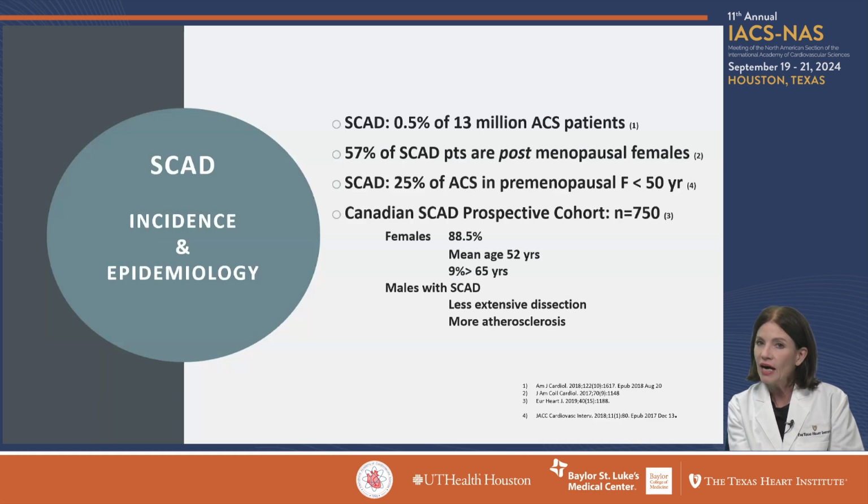So it should be a high level index of suspicion when you have a woman who's under 50 with an acute syndrome without traditional risk factors. And if you think SCAD's possible, it's going to change how you're going to manage this patient. The Canadian SCAD prospective cohort looked at 750 patients, about 88% female, average age 52 years, but 9% of the women in this cohort were over 65 years. So it can occur in older women as well.